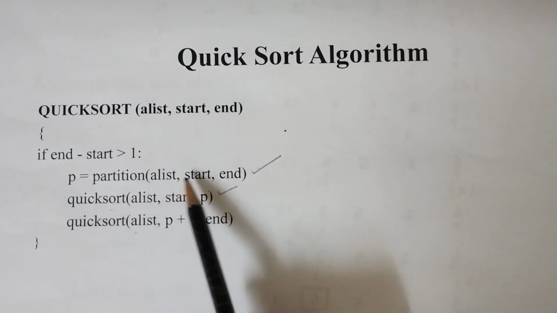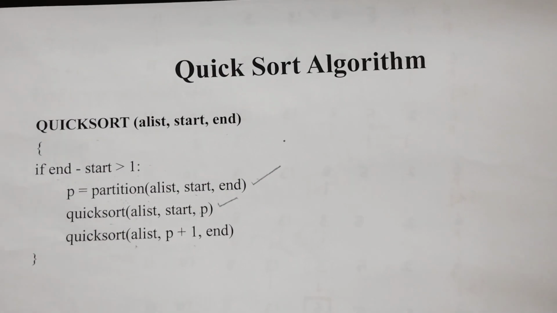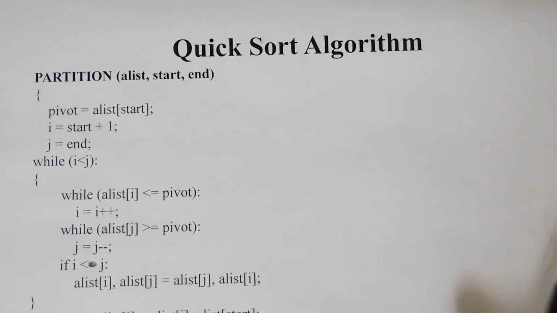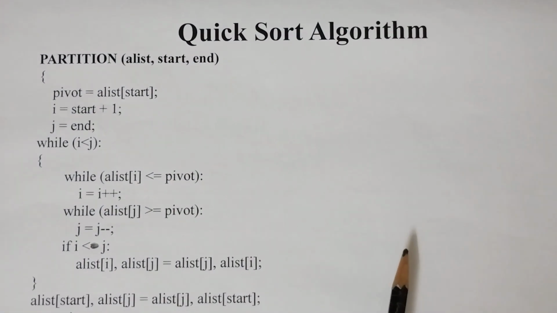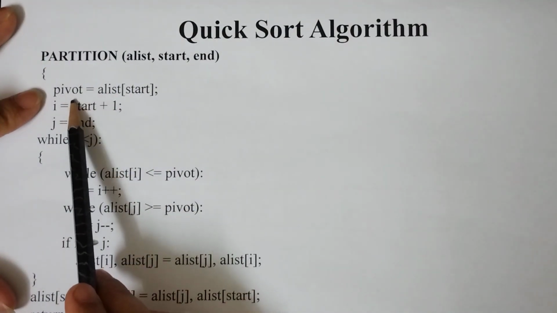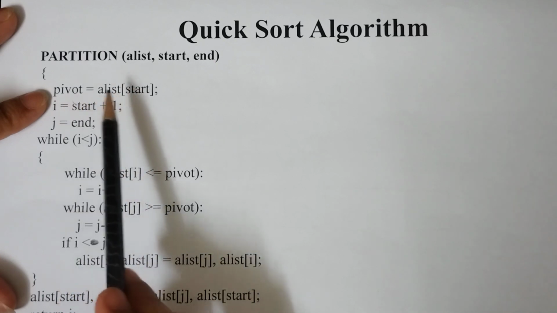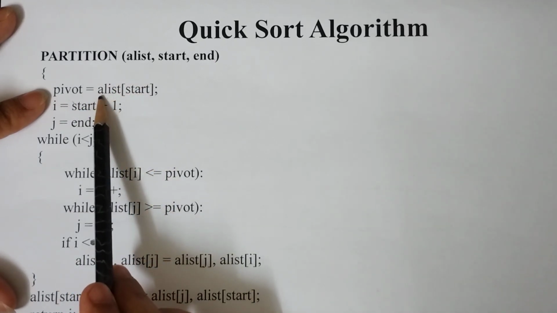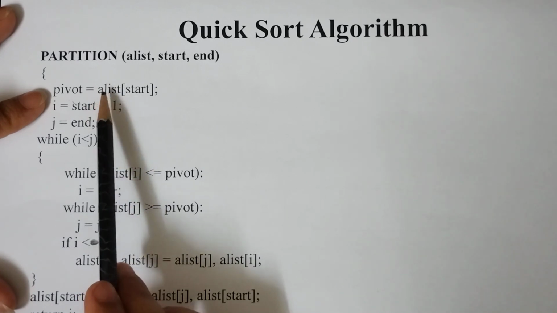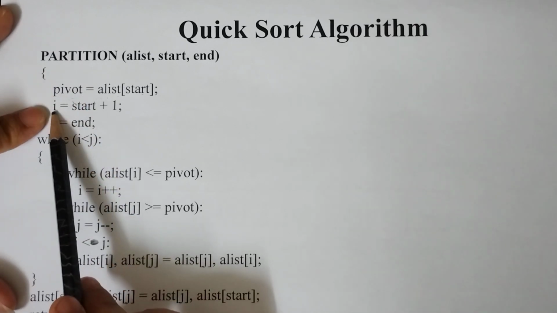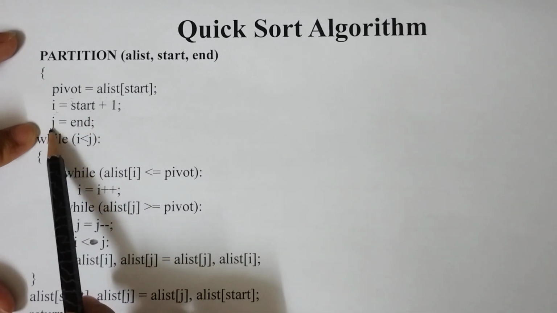Now we'll check the function partition. How does this function partition work? It's very simple, because we have already seen all the conditions and the elements we considered. Taking my first element as the pivot element, the pivot element is always the start element. I have taken the array name as A list, so in this A list the starting element is taken as the pivot element. The value of i is start plus 1, and end is considered as j.